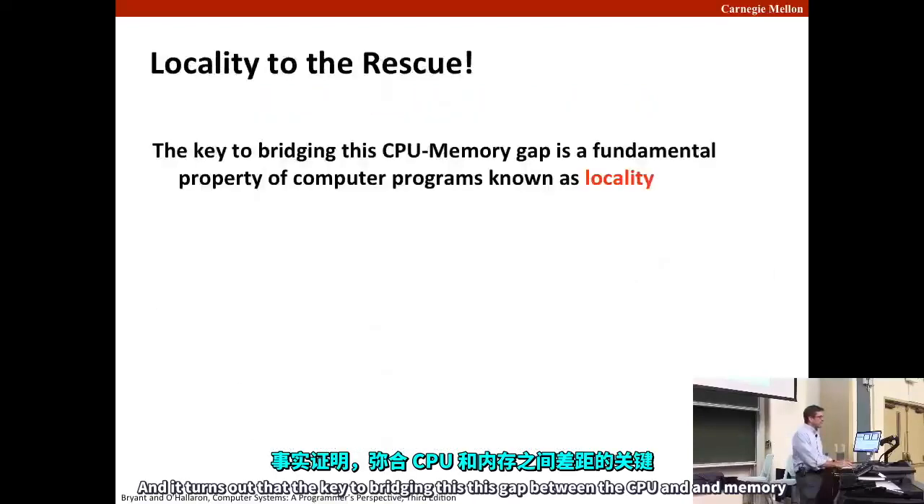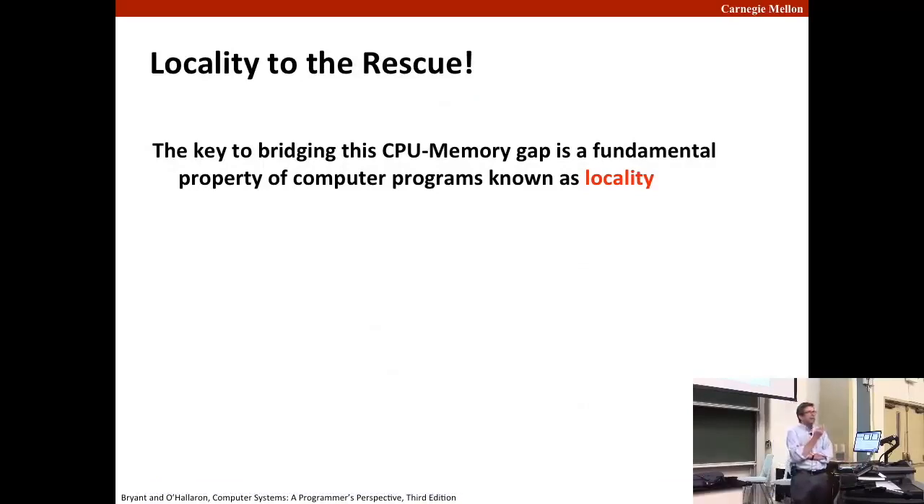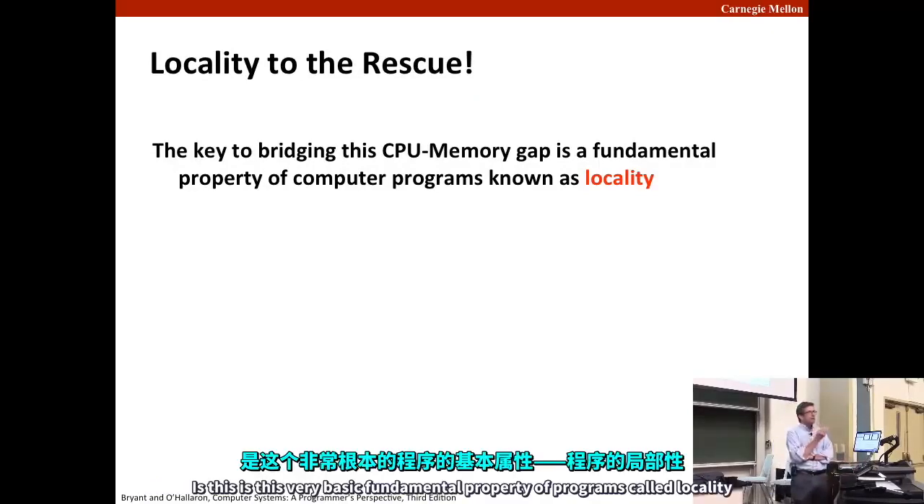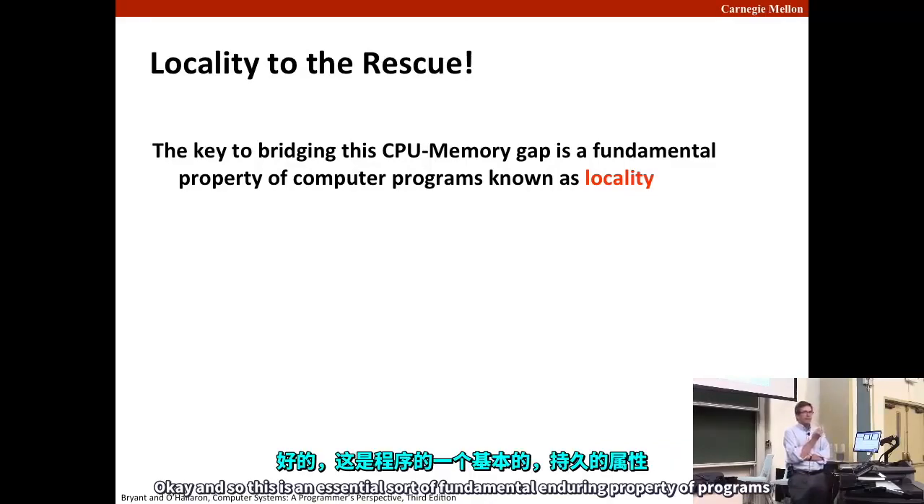And it turns out that the key to bridging this gap between the CPU and memory is this very basic fundamental property of programs called locality. This is an essential, fundamental, enduring property of programs.